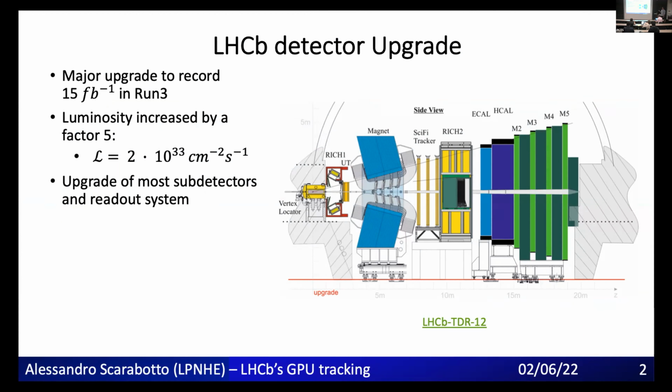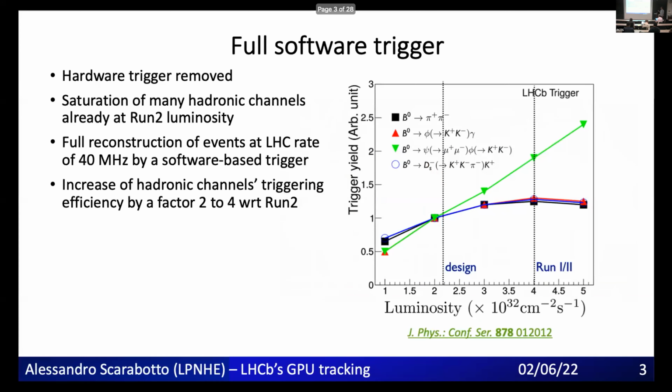We're going to have an upgrade of most sub-detectors and the readout system, but I don't want to go into too many details. I would prefer to talk about the trigger and the trigger upgrade. So here the idea is to remove the hardware trigger. And why do we want to remove it?